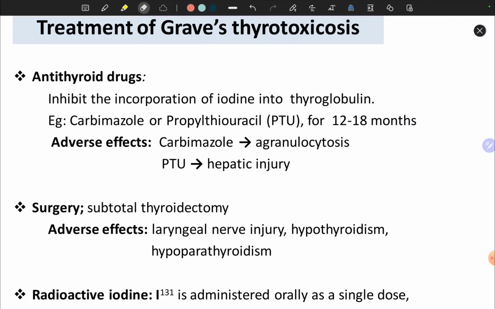Line 1, anti-thyroid medication like carbimazole or propylthiouracil, and the medication is taken for about 1 year or 16-18 months.